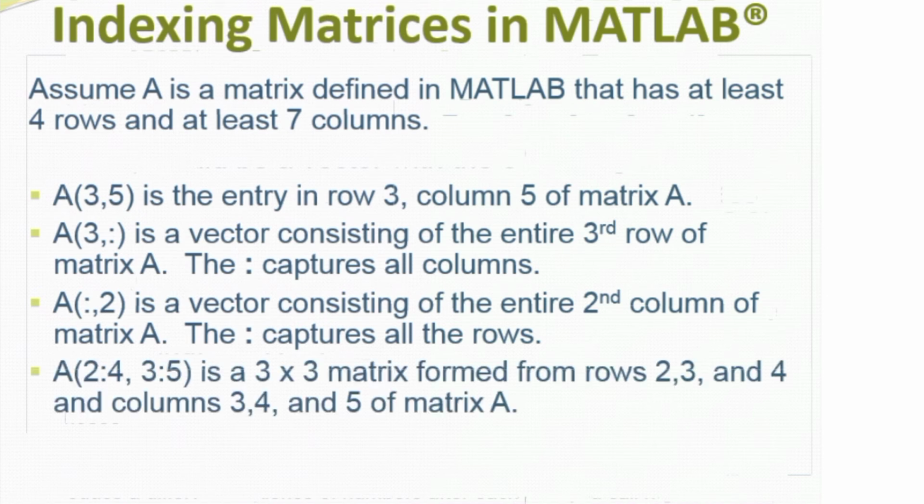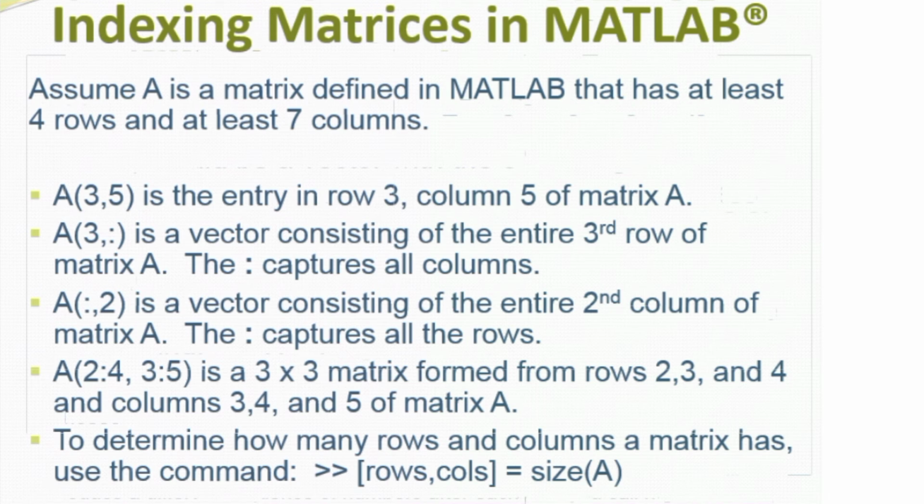And again, I can pull sections of this matrix out. So if I did A(2:4, 3:5), that would pull out everything in A that was in rows 2 through 4 and in columns 3 through 5. If you want to know how many rows and columns a matrix has, you can use the size command. So if I type [rows, cols] = size(A), rows is going to come back as the number of rows in my matrix A, and the variable cols will come back as the number of columns in matrix A.